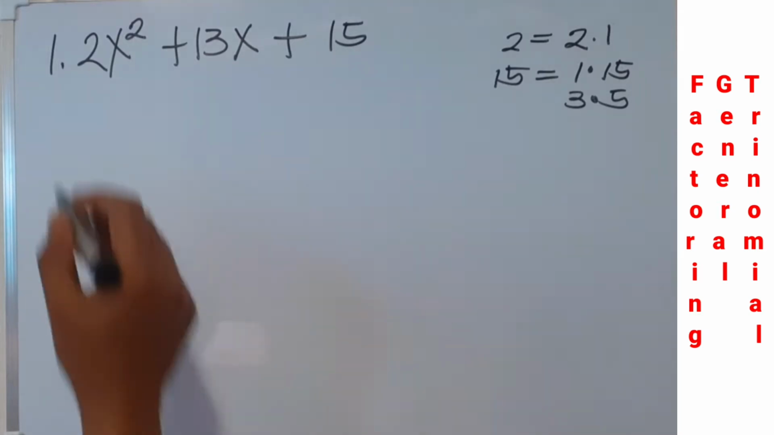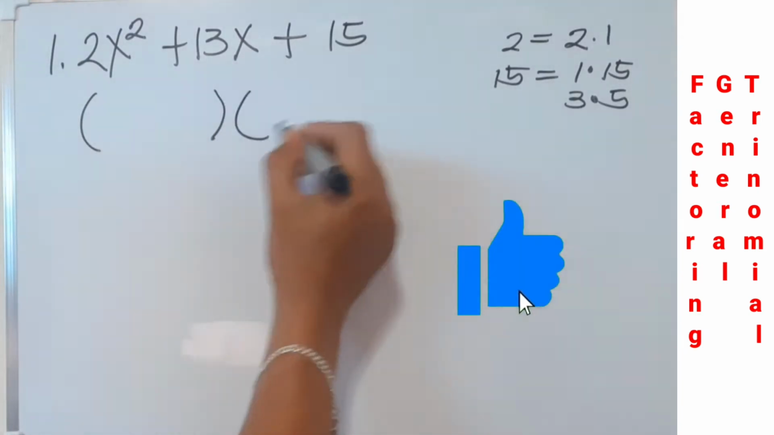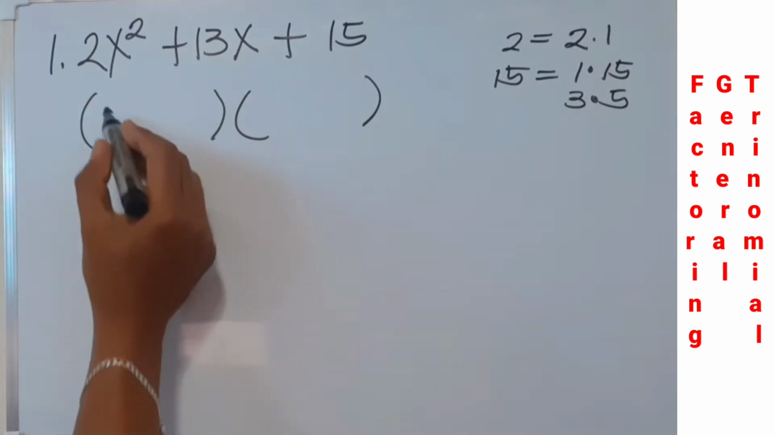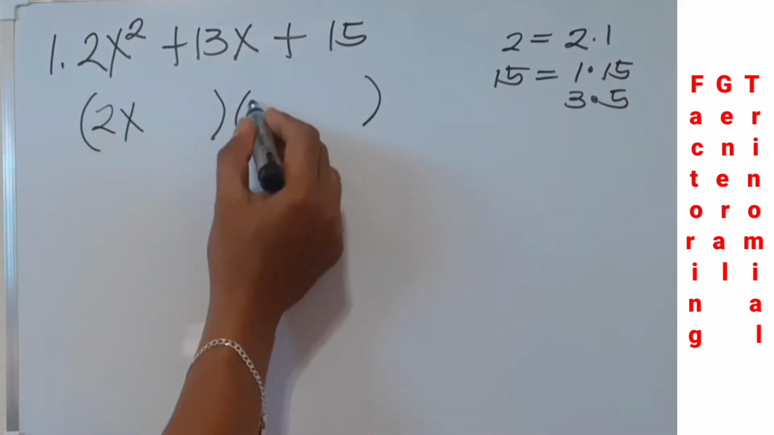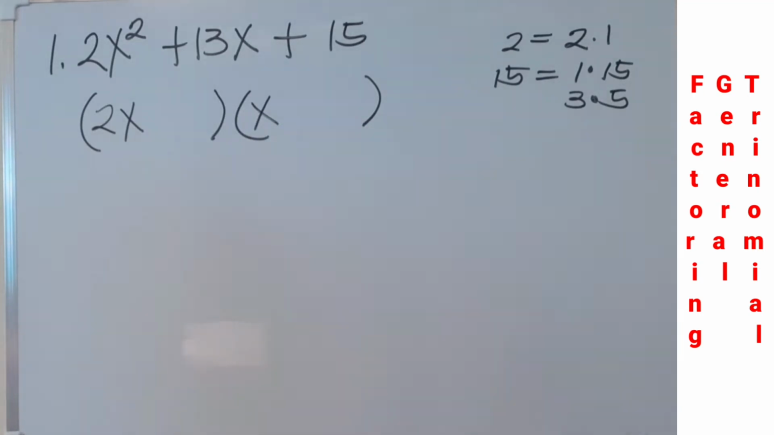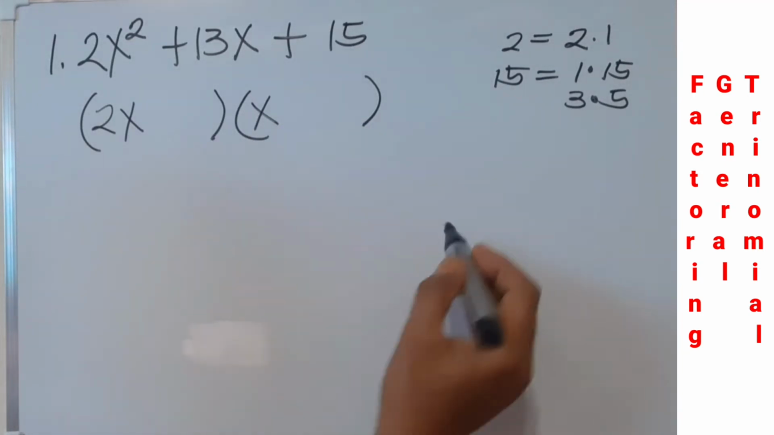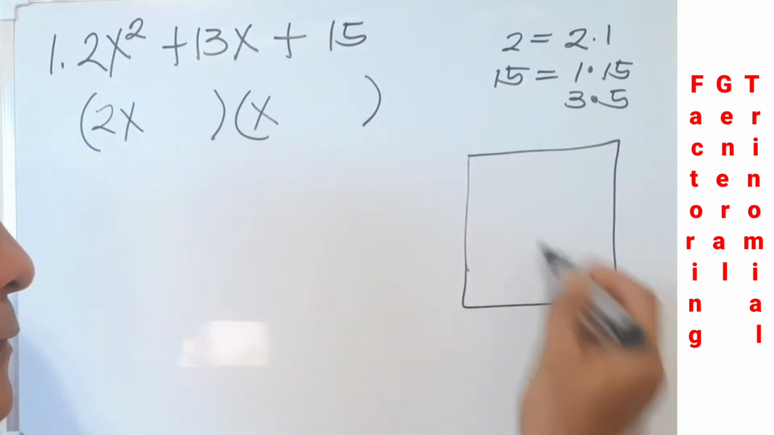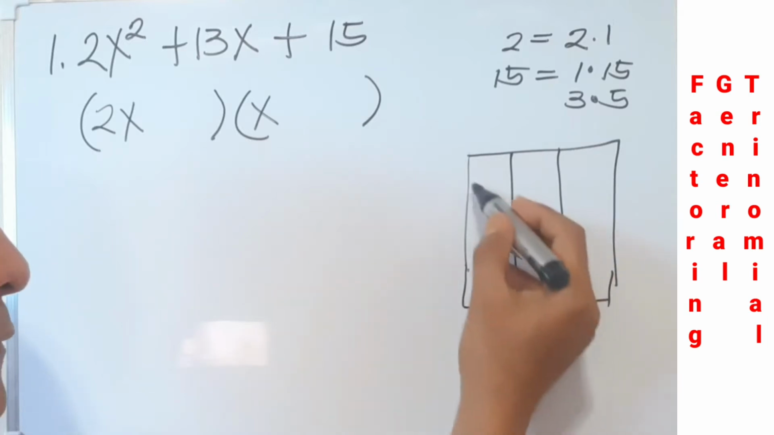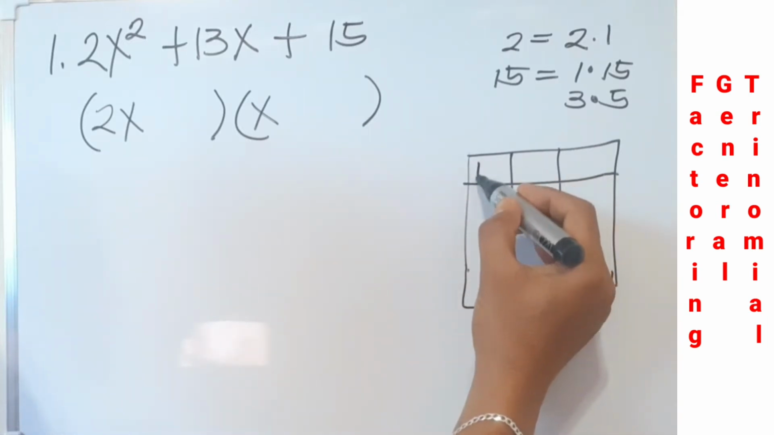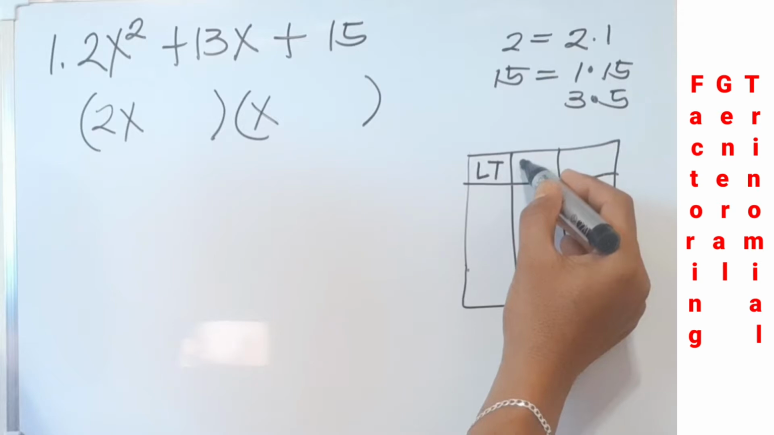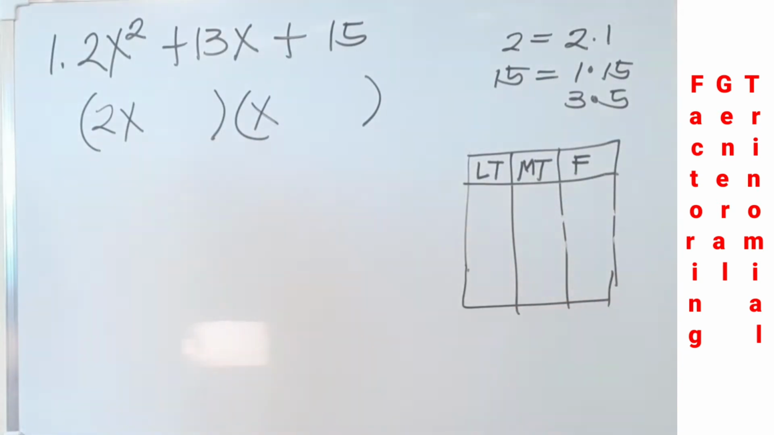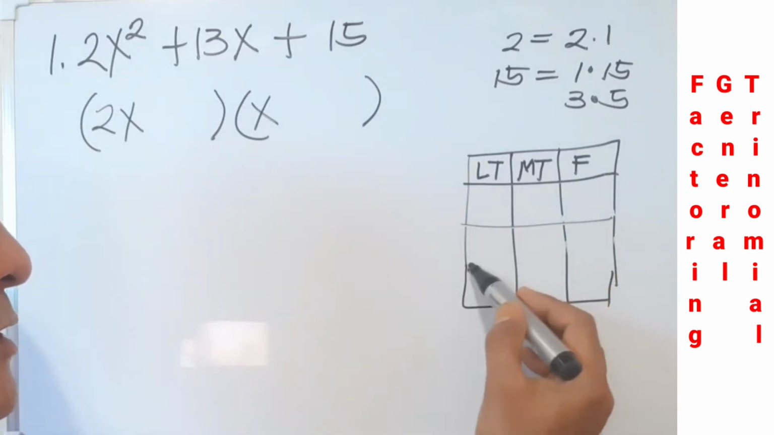Next, factor the first term, which is 2x squared. So we have 2x and x. To get the signs of the factors, kindly go on to this table. The first column is the last term. The second column is the middle term. The third column are the factors.